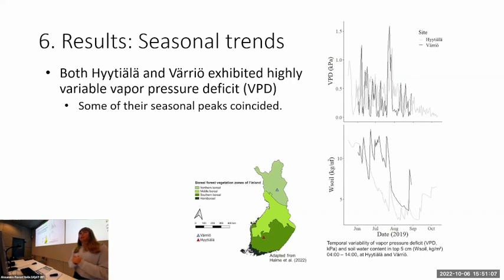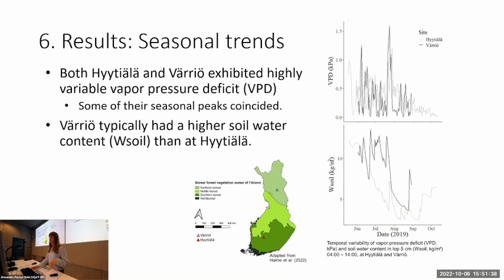In case you don't know what vapor pressure deficit is, it's the amount of vapor in the air that it could hold, but it's how much is lacking compared to what it could hold. So that's the top graph, and the below graph is soil water content. I included that one because that was one noticeable difference between the 2 sites. At Värriö, the more northern site, the soil was generally wetter than at Hyytiälä.